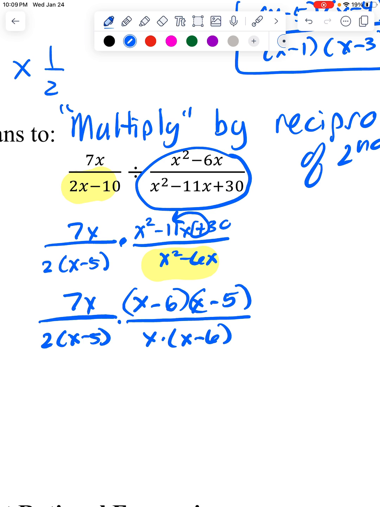And this x minus 5 cancels this one. X minus 6 cancels this one. This 7 times x, the x will cancel this x. So when I'm done, the only thing I have left on the top is the 7, and the only thing I have left on the bottom is the 2, which is entirely possible that you get a number answer.